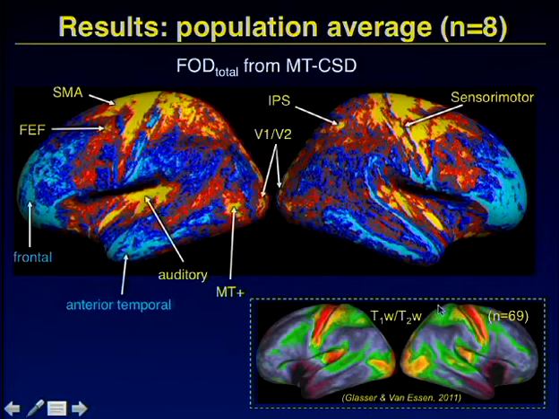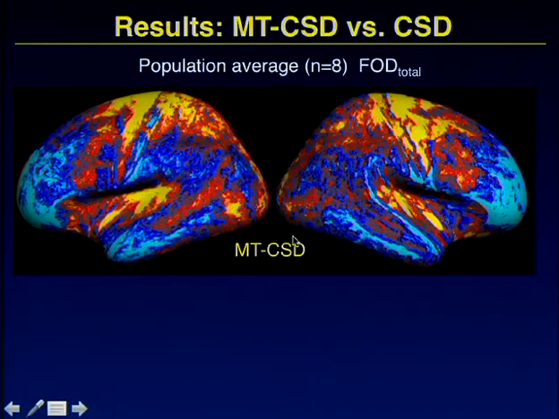So just for comparison, this is a much larger study that they did with almost 70 subjects and on a different method by the group of Van Essen. You can see that in general, the patterns that we are seeing are similar to the ones that they are seeing with other techniques. So this gives some confidence that what we are starting to see is real. It's not an artifact of the method, but it's actually telling us about a gray matter property.